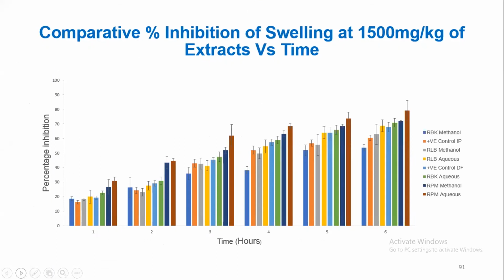This is the comparative inhibition of swelling at 1500 milligrams. I decided to take the highest dose of all of them. So at 1500 milligrams, the trend is first hour, second hour, and it is very clear that the sixth hour is when we had the highest anti-inflammatory activity, with the aqueous extract of Ruellia prostrata showing the highest activity, followed by the methanol extract of Ruellia prostrata. Then the third one is Ruellia bignoniflora.